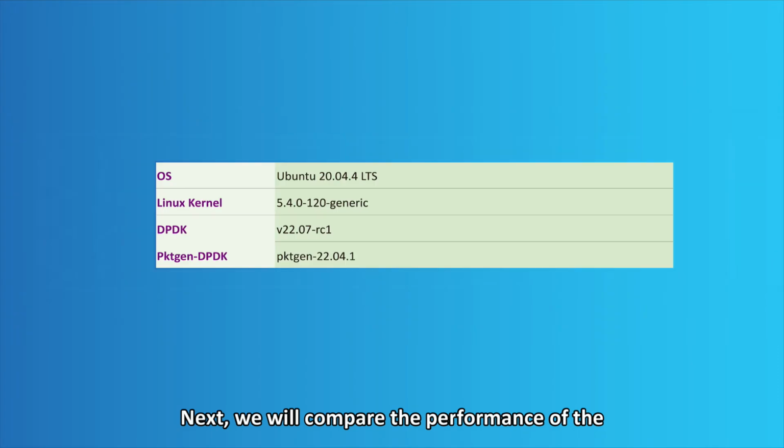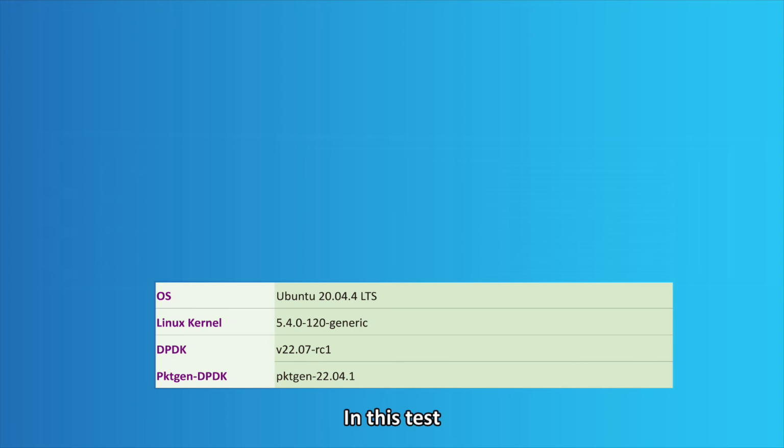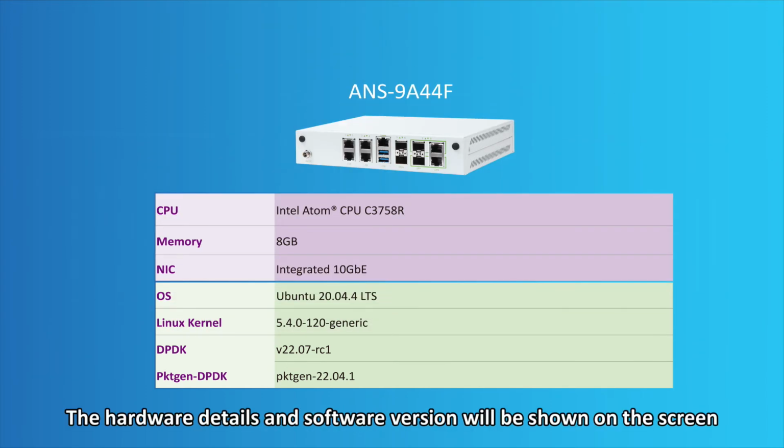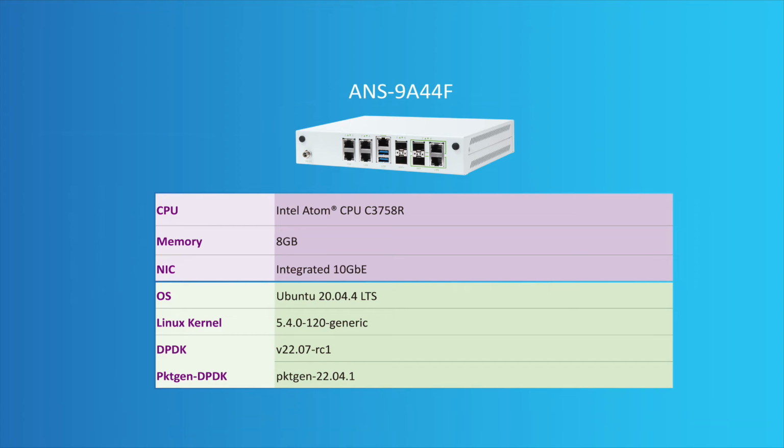Next, we will compare the performance of the packet generator in Linux and DPDK. In this test, we will use ANS 9A44F. The hardware details and software version will be shown on the screen.